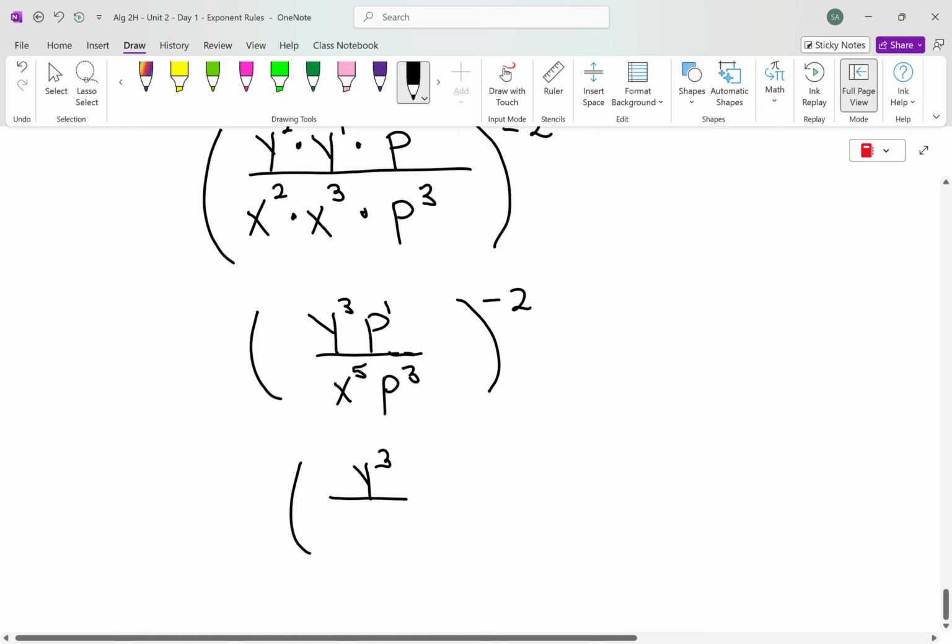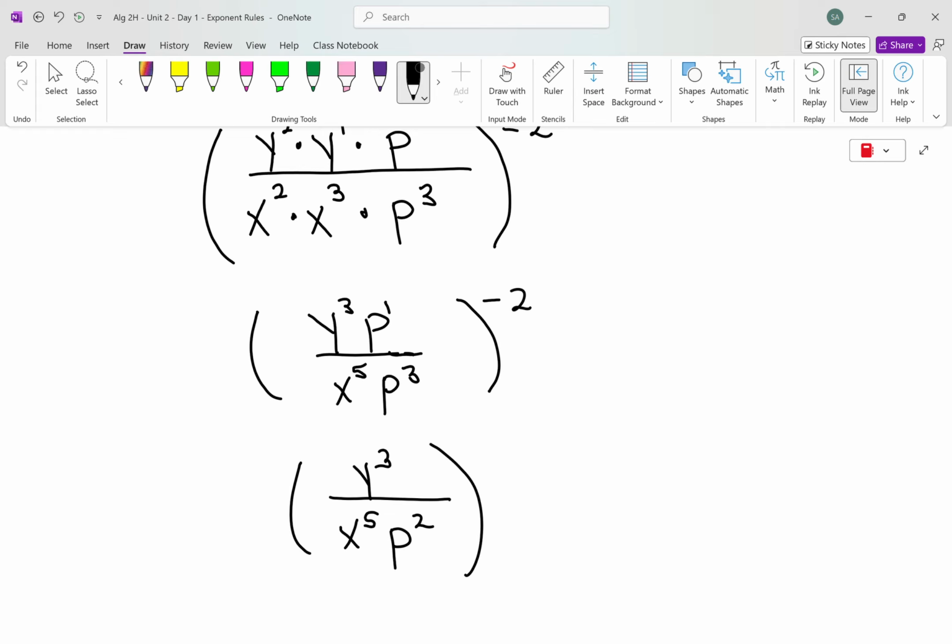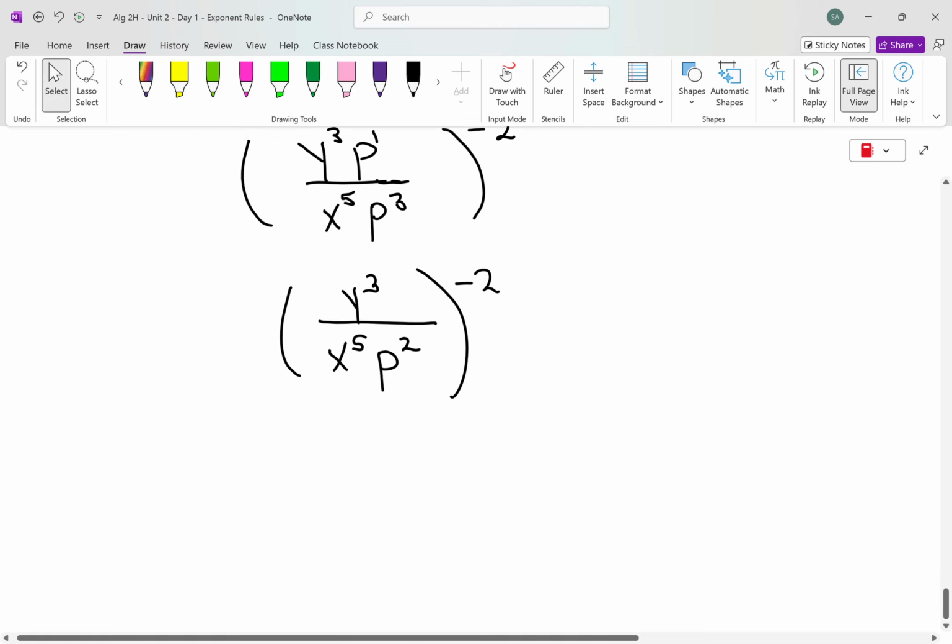Are we okay so far? Everything I've done? Can I still simplify more inside those parentheses? Yeah, what can I simplify? The p's. So I'm going to have y to the third on top, x to the fifth, p to the second on the bottom. Why did that p to the second go to the bottom? Good, because 3 is bigger than 1 and 3 was in the denominator.